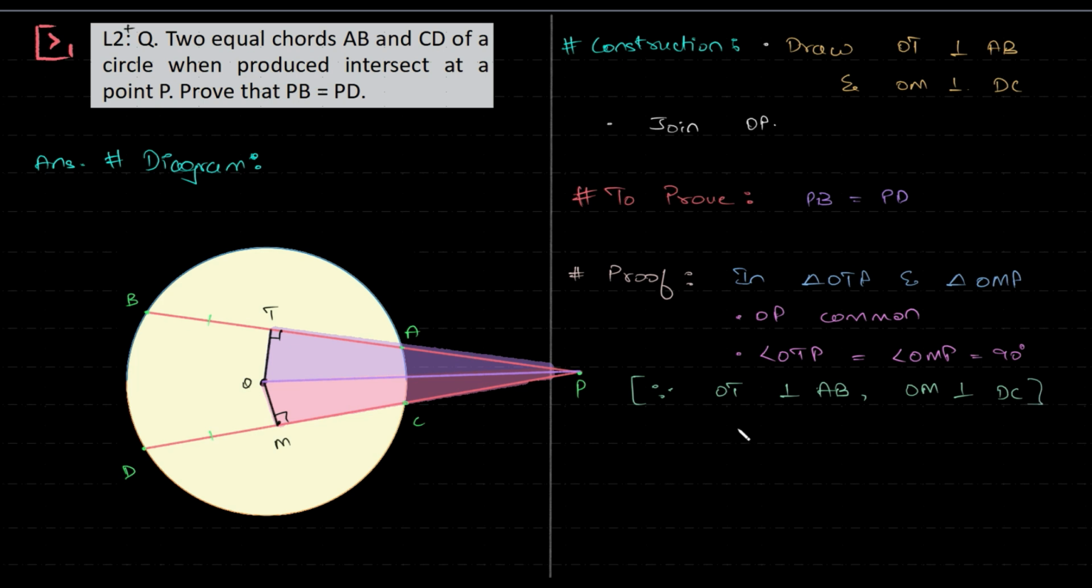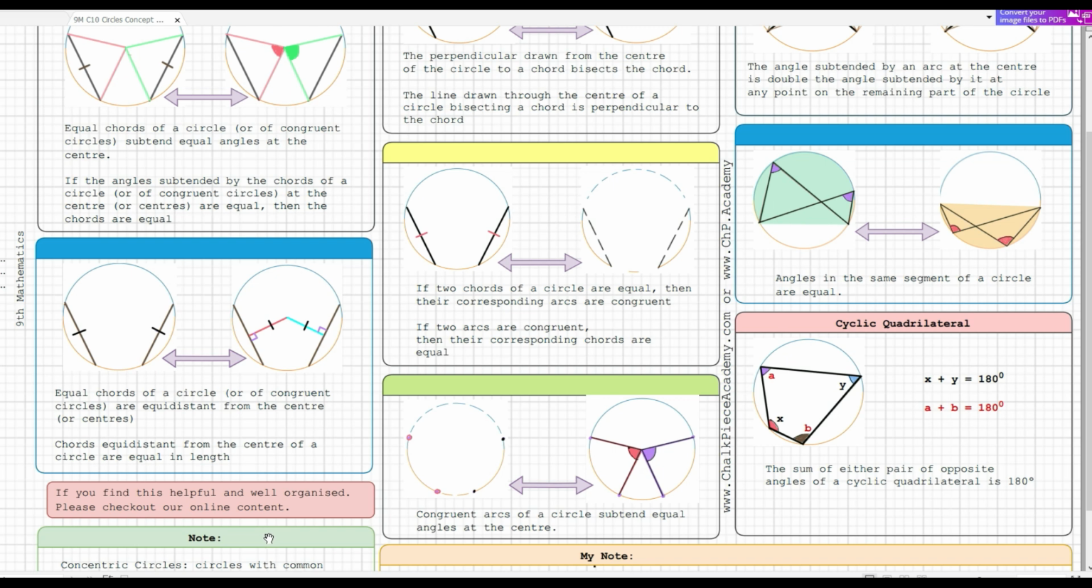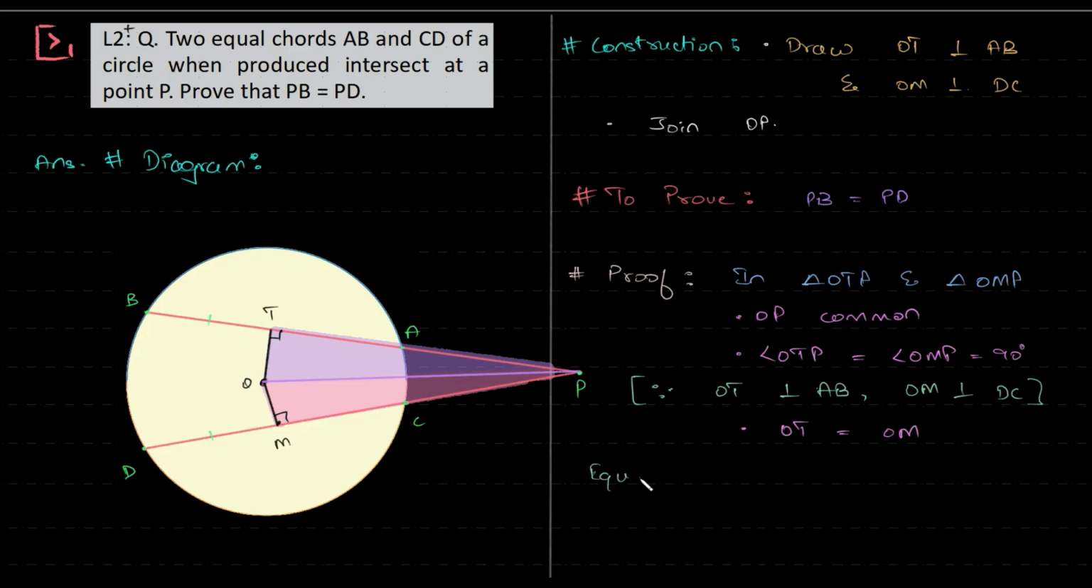And then we have one more thing. What is it? Yes, OT is equal to OM. But why is it so? What theorem am I using over here? Yes, equal chords of a circle are equidistant from the center. Okay, equal chords, because equal chords of a circle are equidistant from the center, right?